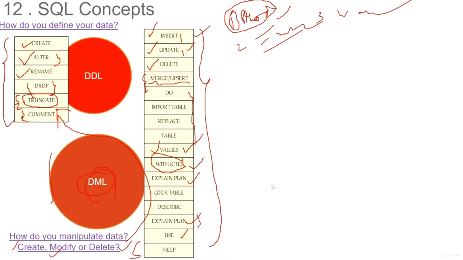Similarly, there's replace. What replace actually does is, when you're creating a new object, normally what we do is create or replace. If an object by that name already exists, it will replace it, and a new object is created. So that's about all these data modification language constructs. I hope you didn't get overwhelmed by this, but the names that you see in this table are pretty self-explanatory.